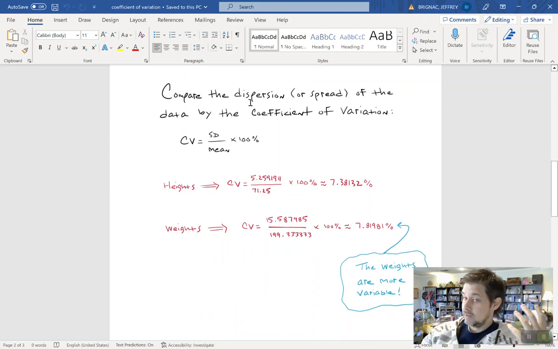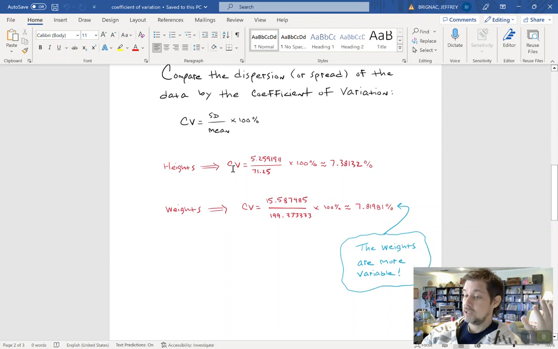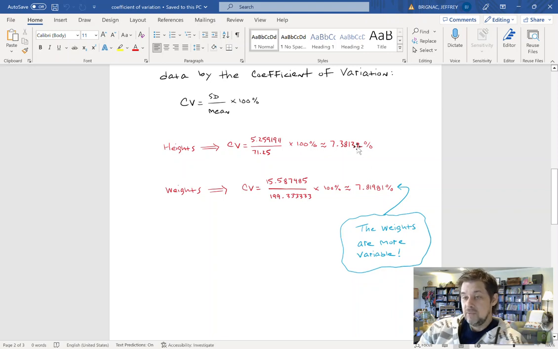We compare the dispersion, the variability, the spread of the data by the coefficient of variation. Here's that formula that was given with the question. It's fairly simple to calculate once we use StatCrunch to get the standard deviation and mean, and that's the way I'm doing it right now. For the heights, there's the standard deviation divided by the mean, and you multiply that by 100%, I get 7.3810 32%. And for the weights, the coefficient of variation, here I take the standard deviation divided by the mean times 100%, I get 7.81981%. So it comes down to which of these numbers is bigger.